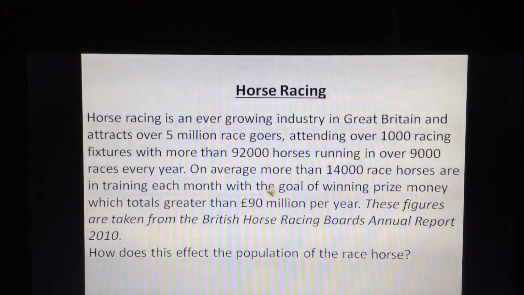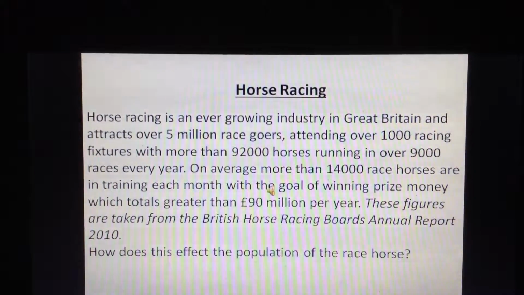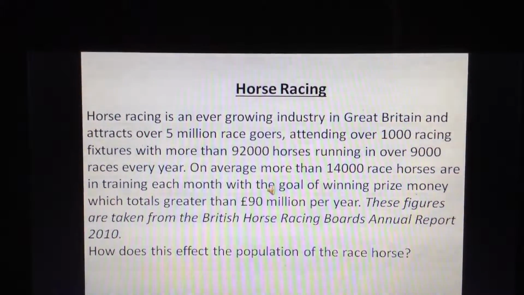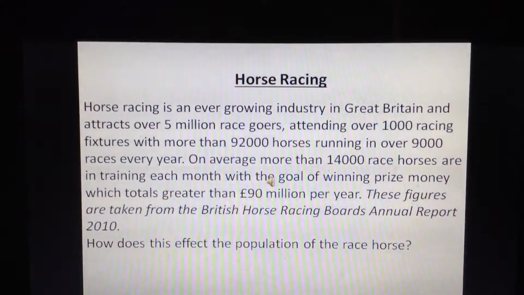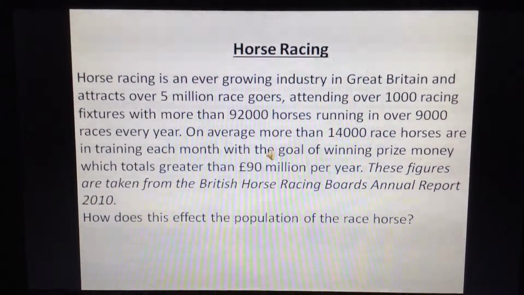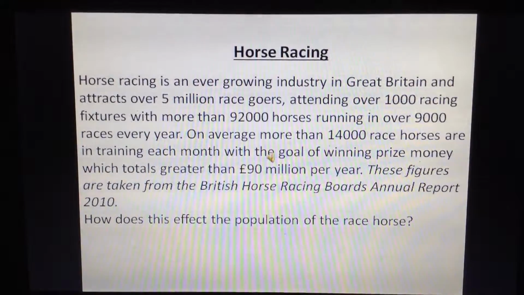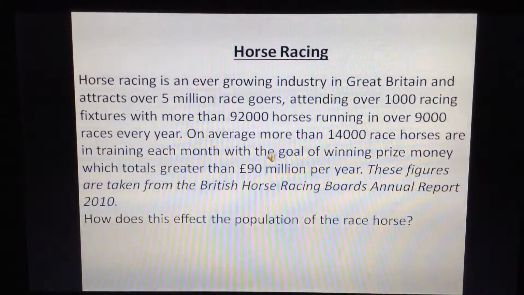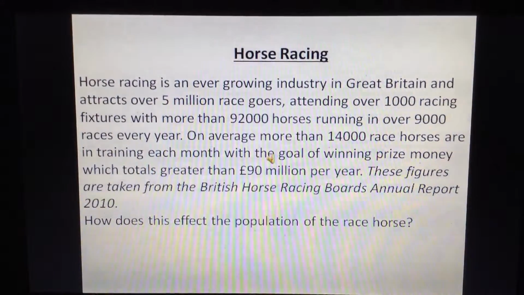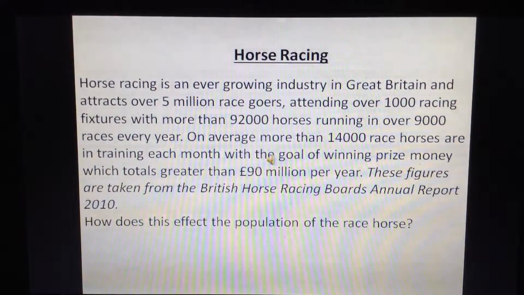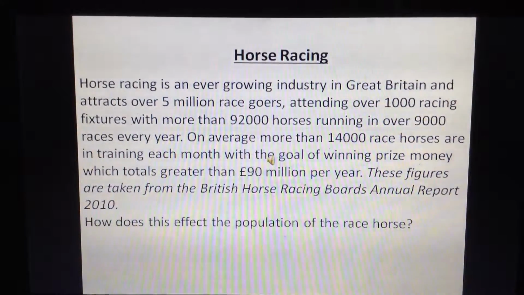Horse racing. Horse racing is an ever-growing industry in Great Britain and attracts over 5 million racegoers, attending over 1,000 racing fixtures and more than 92,000 horses running in over 9,000 races every year. On average, more than 14,000 racehorses are in training each month, with the goal of winning prize money, which totals greater than £90 million per year. These figures are taken from the British Horse Racing Board's Annual Report 2010.